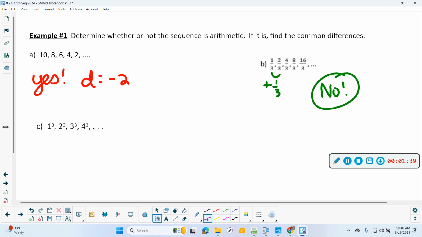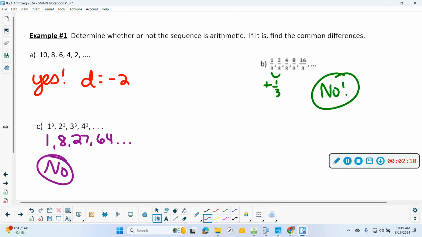Okay, C. Are you adding or subtracting the same amount? I see some not sures. Sometimes I have kids say, yeah, they're going up by 1. And I'm like, are they? So think about what these values really are. 1 cubed, 2 cubed, 3 cubed, 4 cubed. Now look at them. Are they increasing? Are they increasing by the same amount each time? Obviously not.